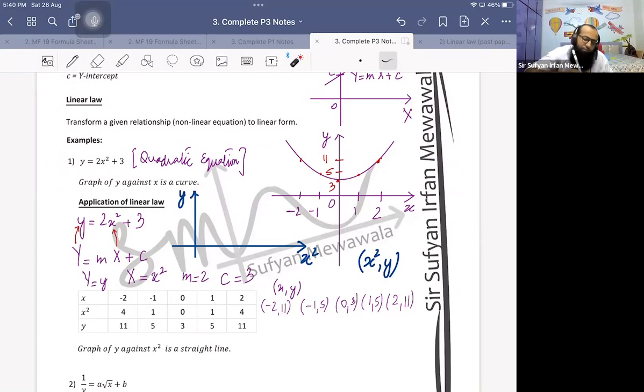So now, if instead of x, y, we are going to take x square, y, then the coordinates will be 4, 11. Now let me write the coordinates over here. X square, y. The coordinates will be 4, 11. Then 1, 5. Then 0, 3.